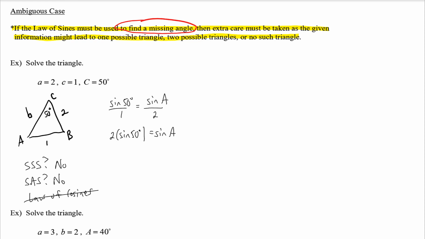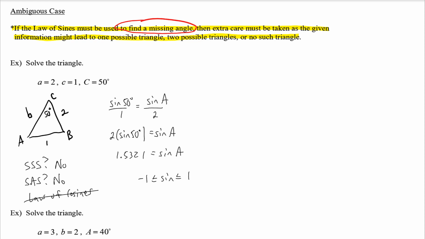So if I get a decimal for that, let me use my calculator. I get sine of angle A has to be 1.5321. Well, that doesn't make any sense because we know that sine has to be between -1 and 1. I mean, we've been dealing with the sine ratio for months now. The sine ratio is never bigger than 1. It's never less than -1. So how can I find an angle where sine of that angle is 1.5?